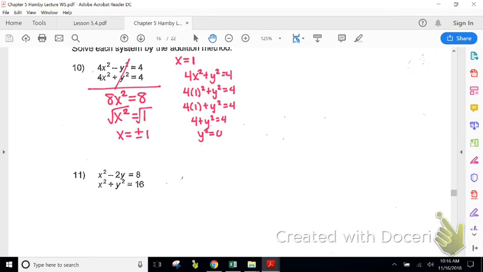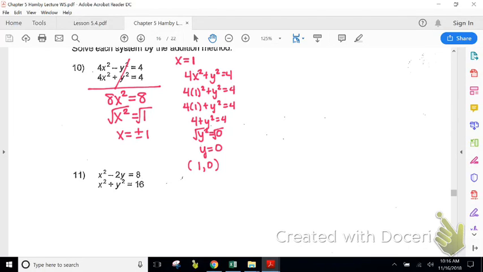I'm going to subtract the 4, get y squared is 0, take the square root, and so y equals 0. So I know then when x is 1, y is 0. Now guys, if y squared had been like a 4, and we took the square root, we'd have got plus or minus 2. So that 1 x would have had two y values, meaning I would have had two ordered pairs, okay?